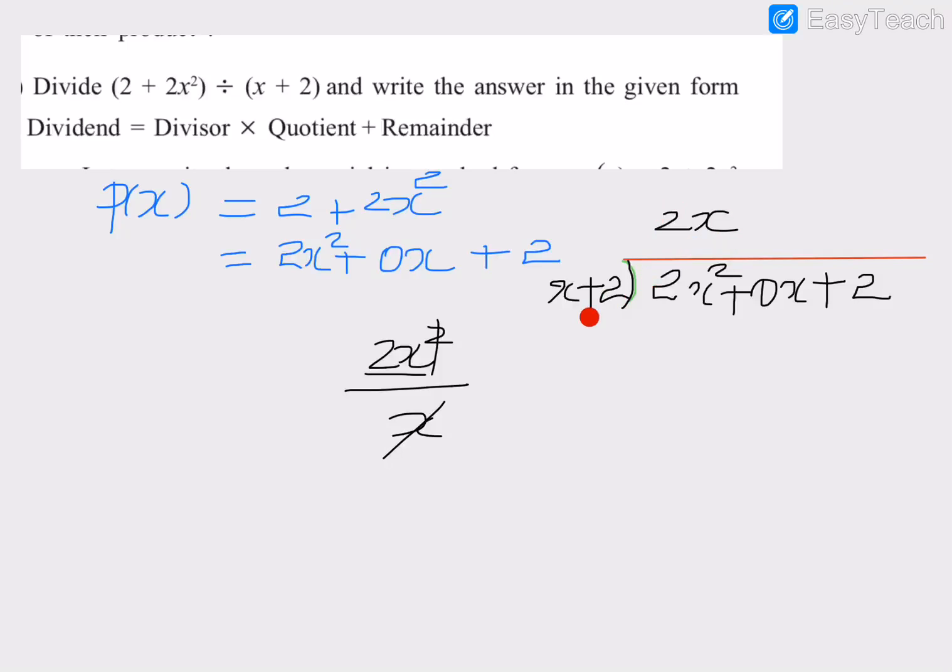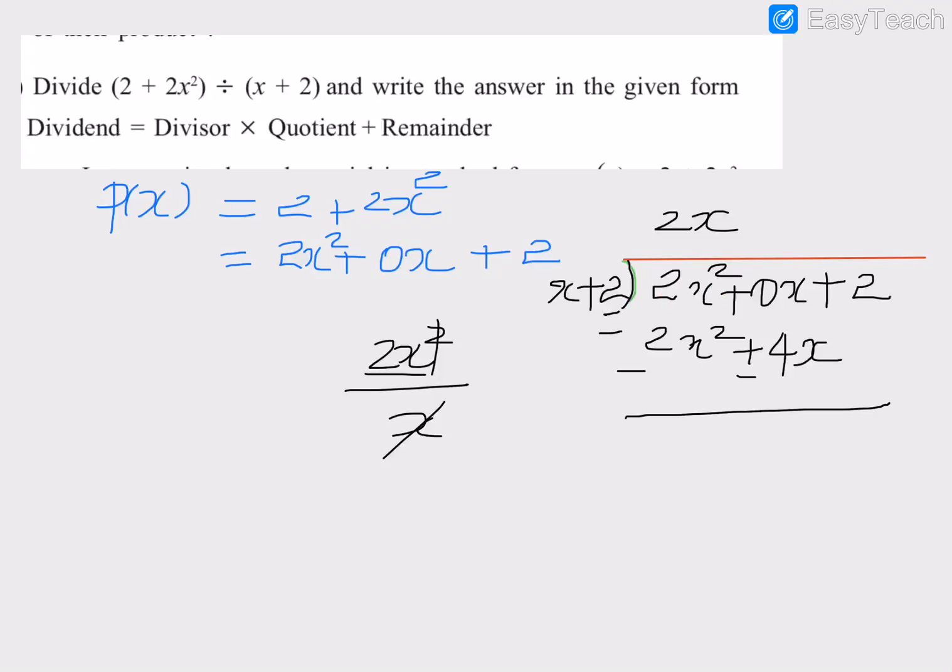Now we will multiply this quotient 2x with all the divisor terms. So it will be 2x into x is 2x square, next 2x into 2 is plus 4x. Now we will subtract between this and this. For subtracting, we have to multiply the negative sign with all the terms on the second step. So minus 2x square and minus 4x.